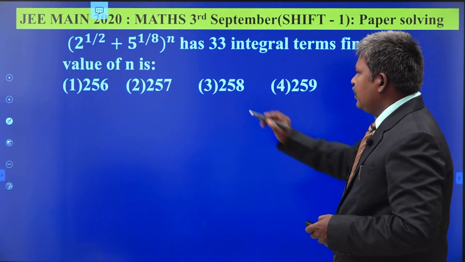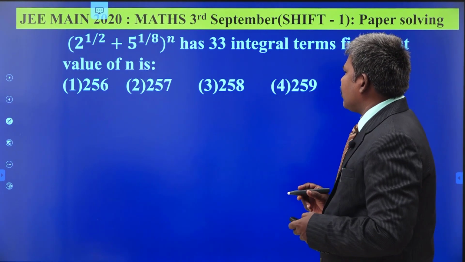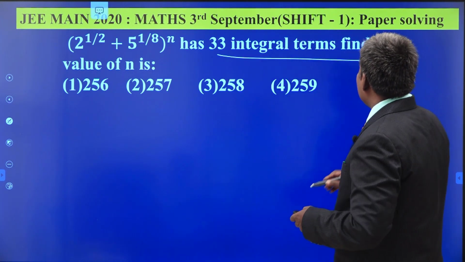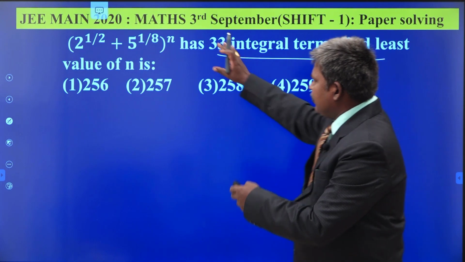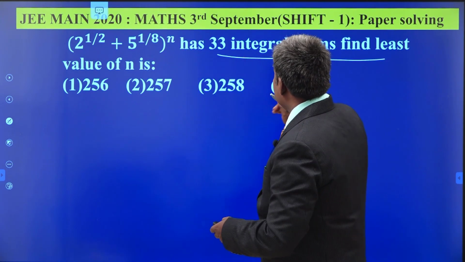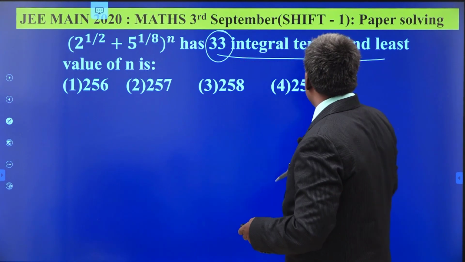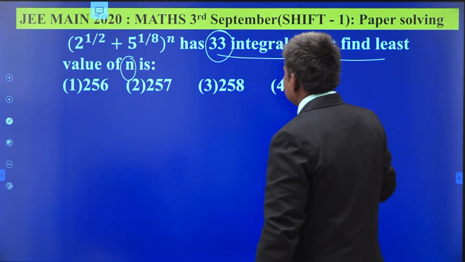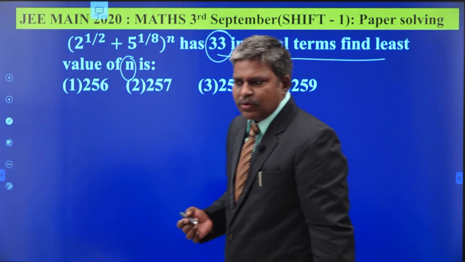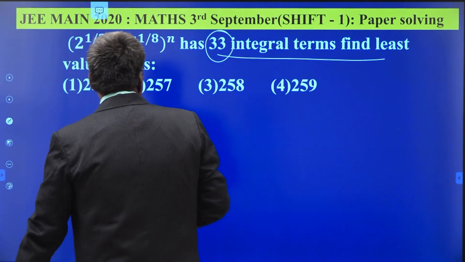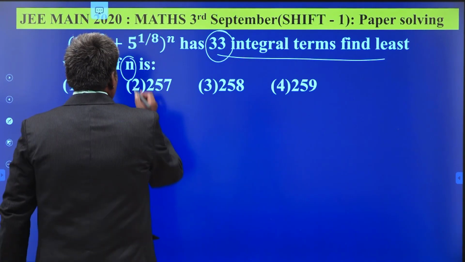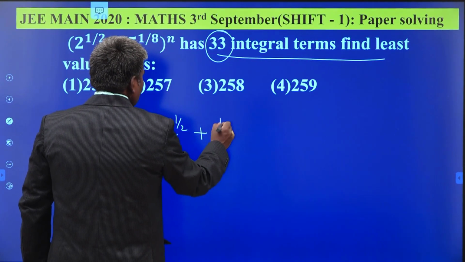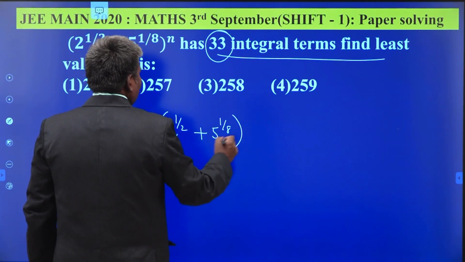See this one. 2 to the power of 1 by 2 plus 5 power 1 by 8, whole power n, has 33 integral terms. It may have many terms, but the integral terms are only 33. Then you have to find out the least value of n. So what is the given binomial expression? 2 to the power of 1 by 2 plus 5 power 1 by 8, whole to the power of n.